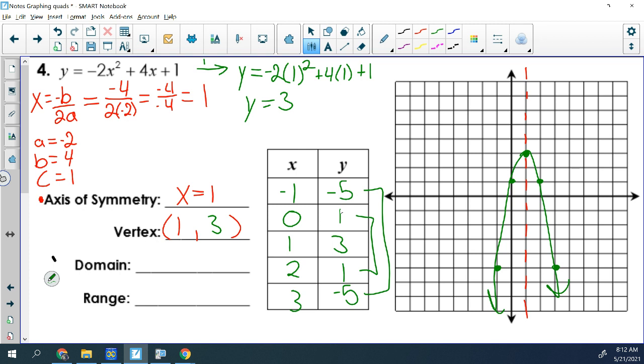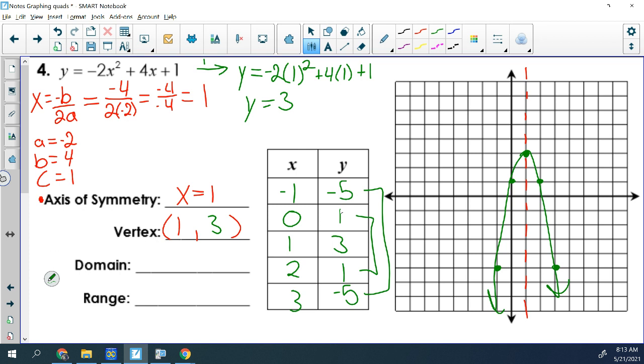Your lines don't have to be perfect, but make sure that you're showing that there's arrows at the end so that I know that you know that they go on forever. And also make sure that you have a U shape. It's not a V, it's a U. So it should be kind of curved up at the top. Doesn't have to be perfect, but it should be kind of close.